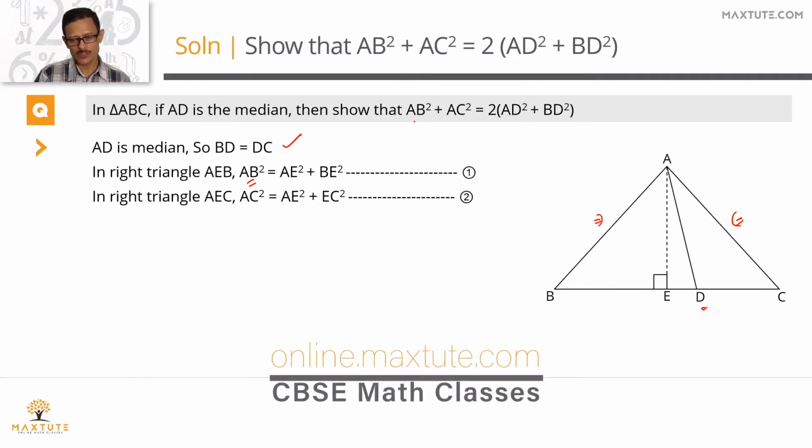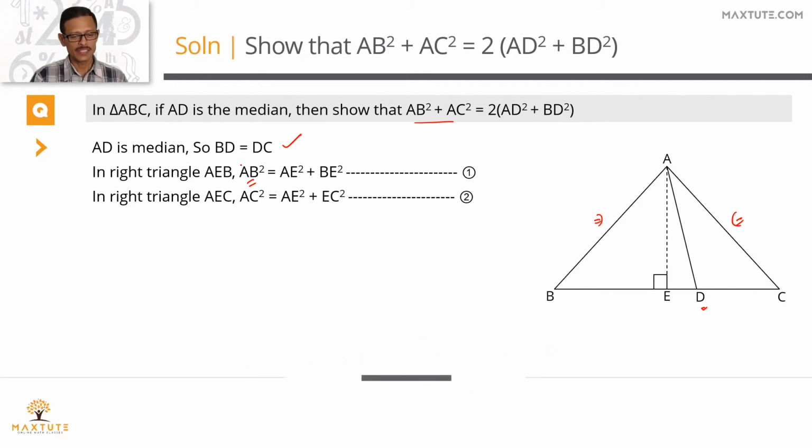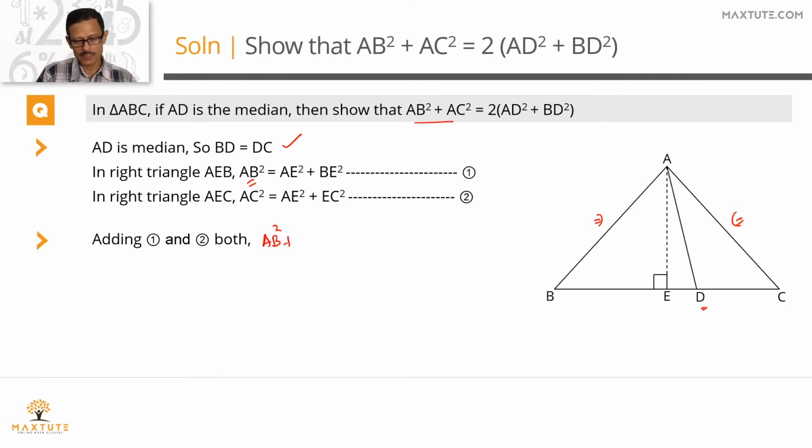We need to prove that AB square plus AC square equals something. AB square and AC square are the left-hand sides of these two equations 1 and 2. So let's basically add these two equations so that the left-hand side is done. The left-hand side of the sum is the left-hand side of what we need to prove. The right-hand side is this. At some level, we need to get the sum of these two values to be equal to 2 times of AD square plus BD square. When you sum these two, AE square plus AE square will leave us with 2AE square plus a BE square plus an EC square.